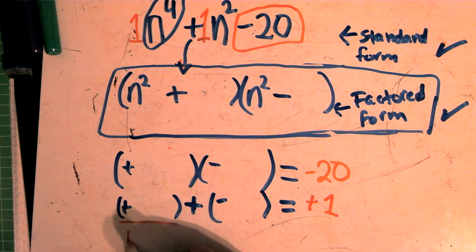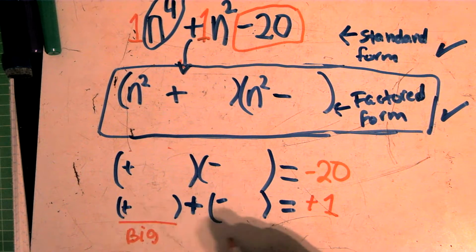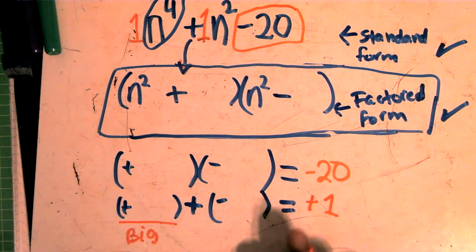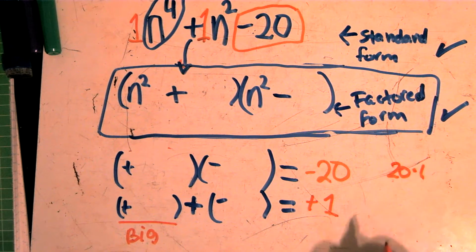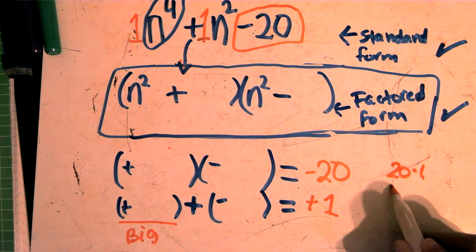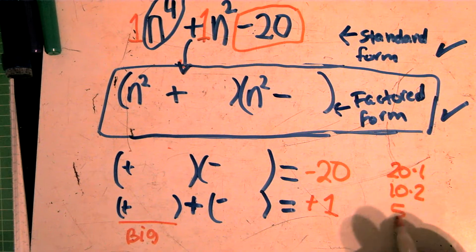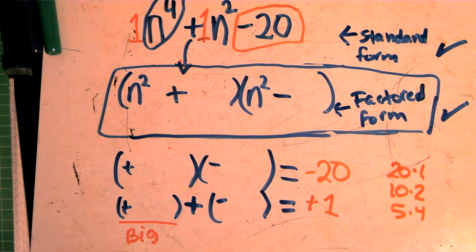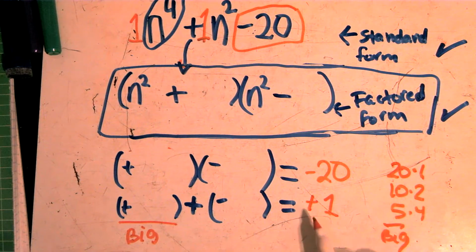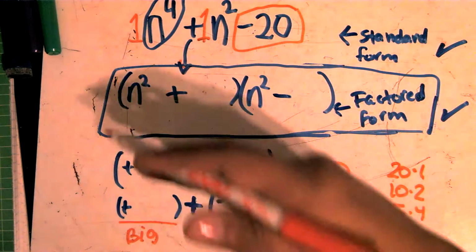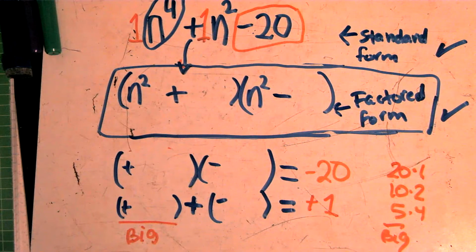Now again, we want to make sure the bigger number goes first. Okay? And ignoring the sign, we know that 20 has a few factors. 20 times 1, we have 10 times 2, we have 5 times 4. I'm putting the bigger number first, just so I remember that that's the order I needed, so I get something that works for both of these 2 checks.